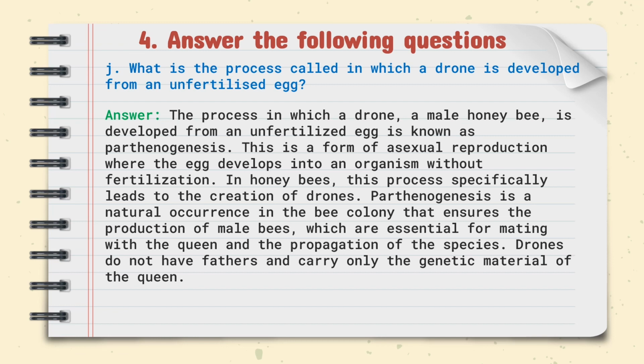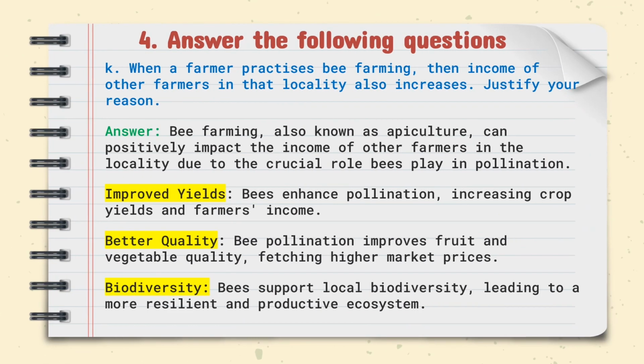11. When a farmer practices bee farming, the income of other farmers in that locality also increases. Justify your reason. Bee farming, also known as apiculture, can positively impact the income of other farmers in the locality due to the crucial role bees play in pollination.